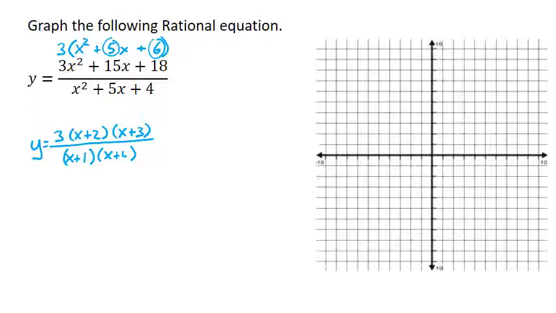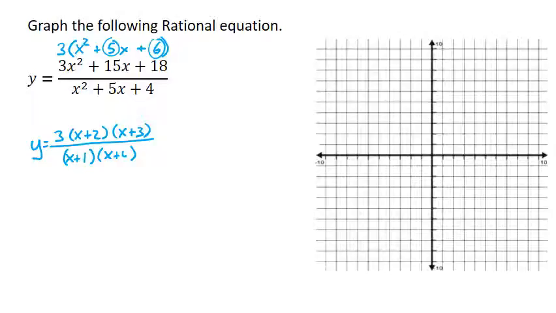Now, here's the interesting piece about this example. Can we write a simplified factored form? Is there anything here that cancels out? And the answer is no. There's nothing here that cancels out.